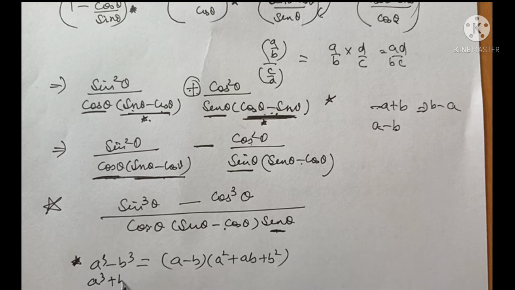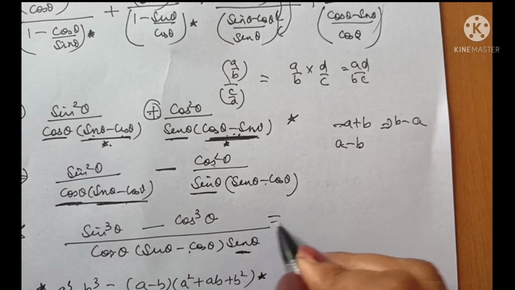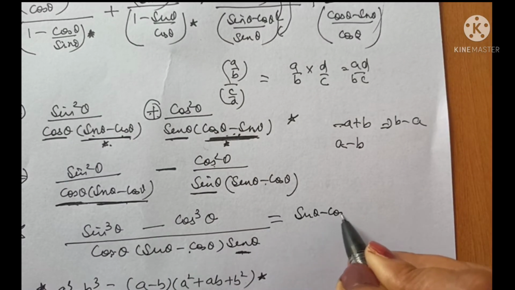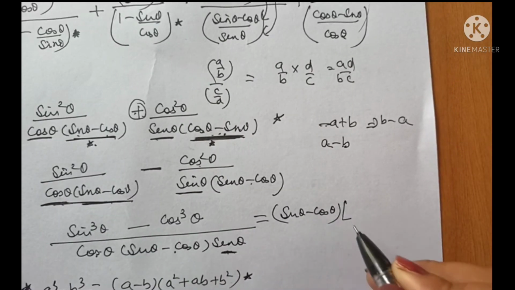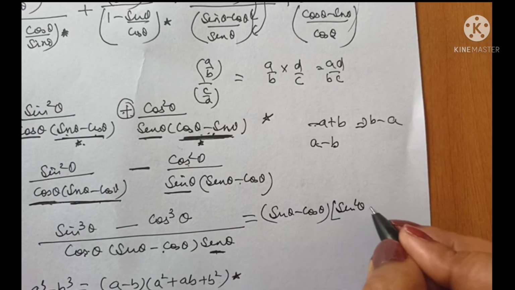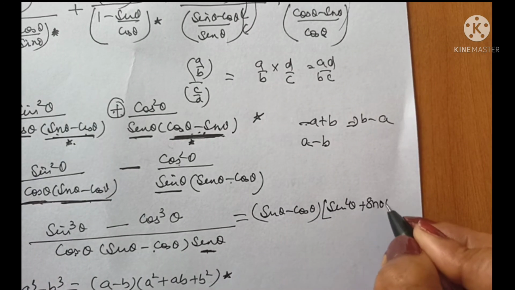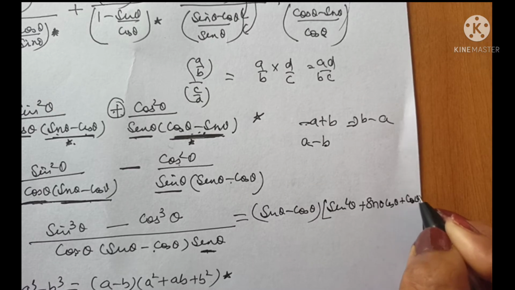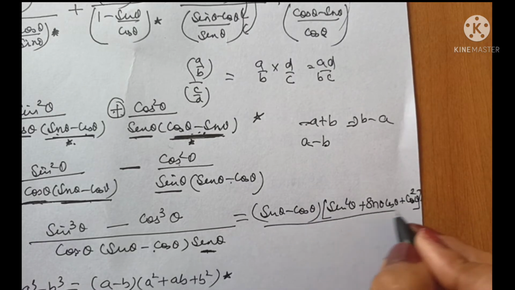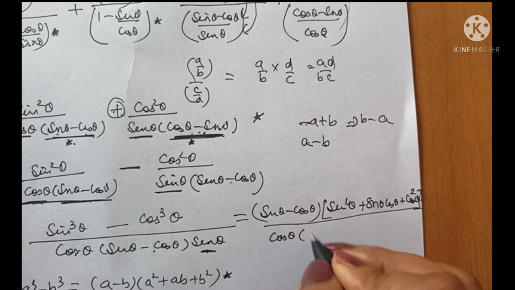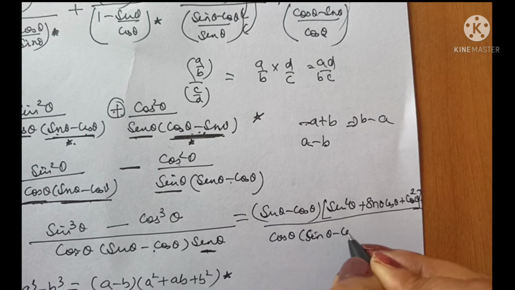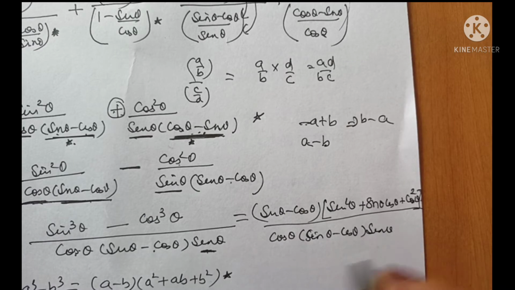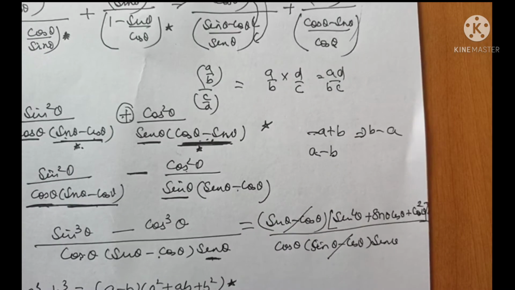And let me tell you here only, if the identity is of a cube plus b cube, then it should be a plus b and a square minus ab plus b square. Here we are going to use this one, and this gives me a minus b, that is sin theta minus cos theta, a square, that is sin square theta, plus ab, that is sin theta cos theta, plus b square, that is cos square theta. And in the denominator, I have all the three terms, cos theta, sin theta minus cos theta, and sin theta. Now if you see carefully, this complete term gets cancelled.